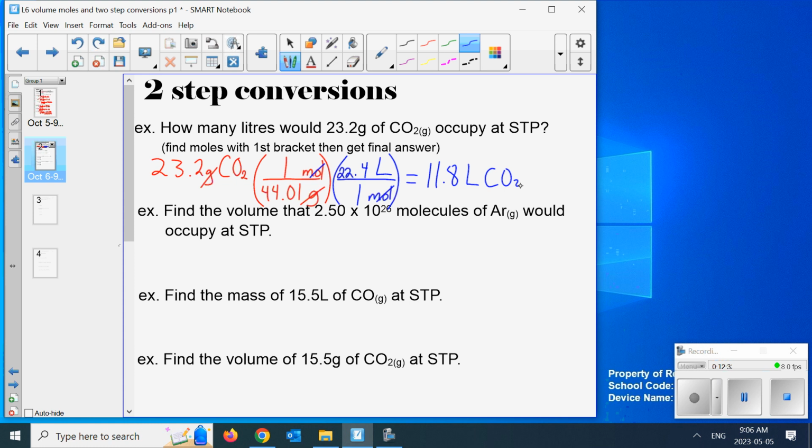Stop. Take a look. All of these will have brackets, but your first step for the problems I give you will be to find moles with the first bracket every time. So using all the skills we've had before.